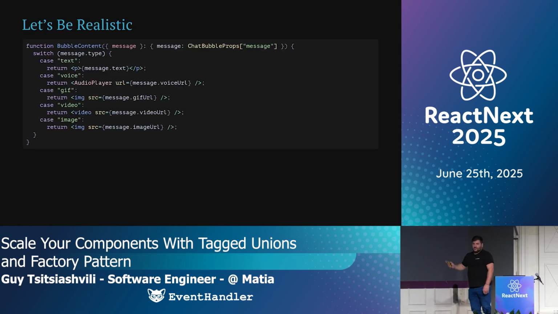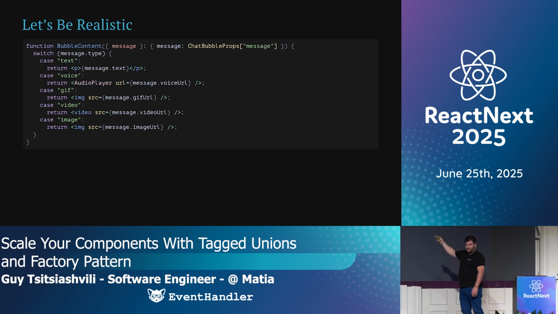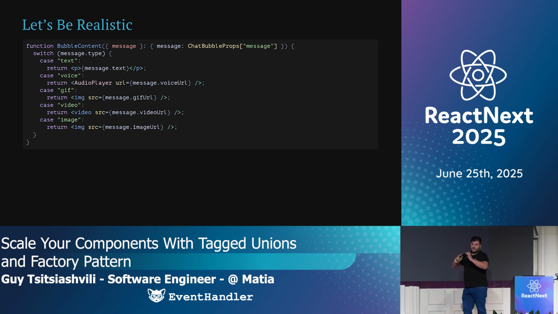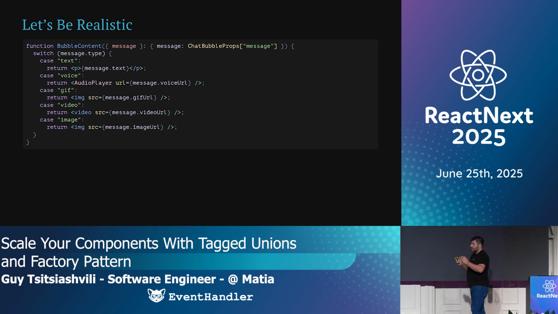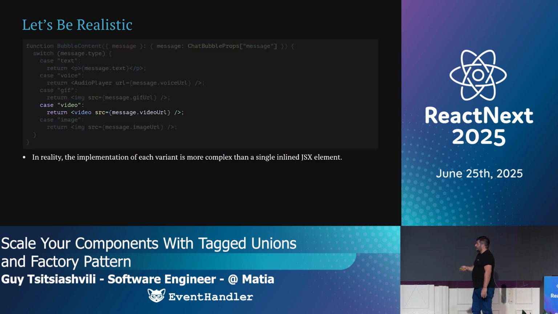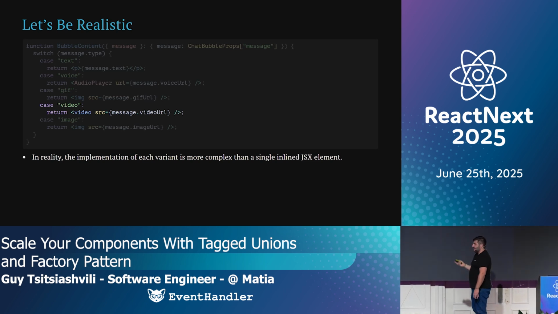But let's be realistic. This is not how production code looks. This is very generous in terms of simplicity. In a real world scenario, our smaller components like either text or voice will have state. They will have much more nested JSX. And let's focus on the video. This is not how a video player or video component looks in reality. It's a very simplified version.